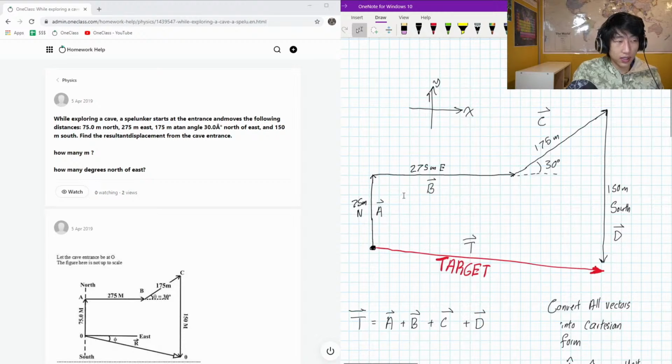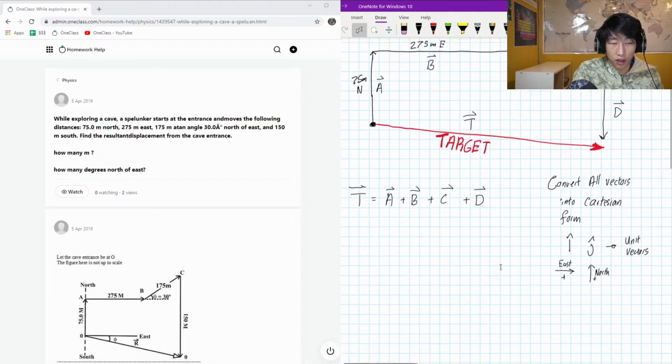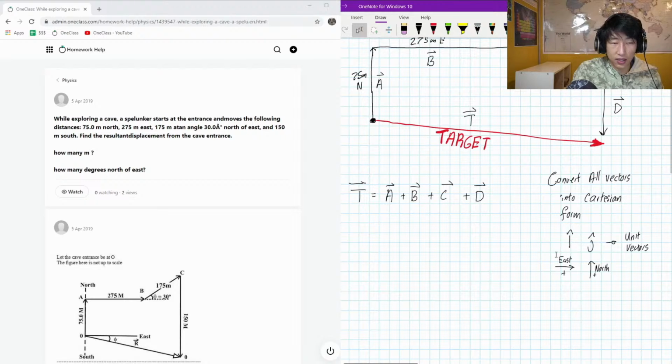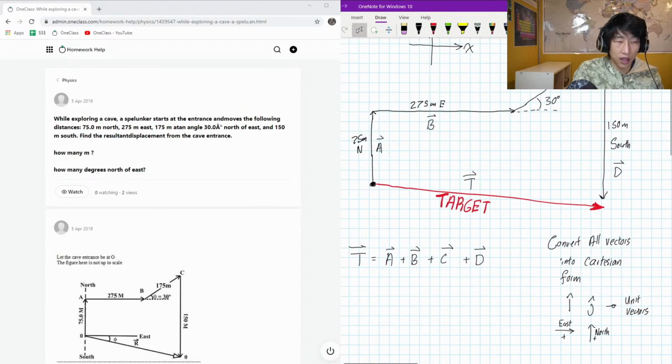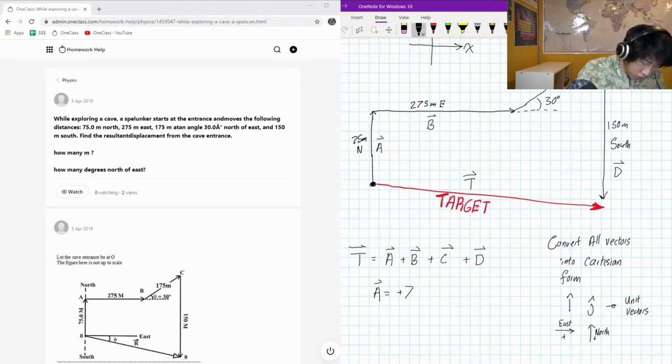Let's take a look at our first step, which is A. A is just 75 meters to the north. It does not have any east-west movement, so it's purely going to be a j vector. It's only going to have one term in it. It's going north, so it's a positive j term, and 75 meters is how much. So A as a vector is equal to positive 75 in the j direction, meters.